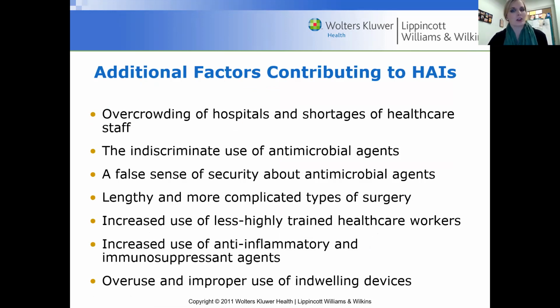Sometimes these healthcare staff and personnel may not be able to follow these infection control guidelines because hospitals are overcrowded, sometimes understaffed. So oftentimes things are done in a hurry, and sometimes we miss certain things that need to take place. And indiscriminate use of antimicrobial agents. That's one of the reasons, if you remember, we talked about that in chapter 9.